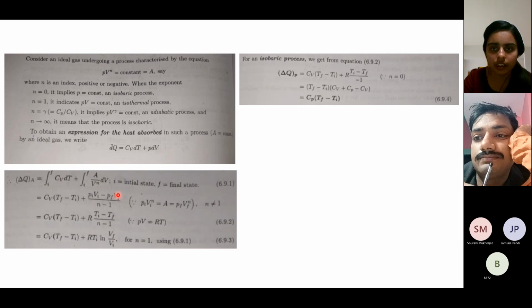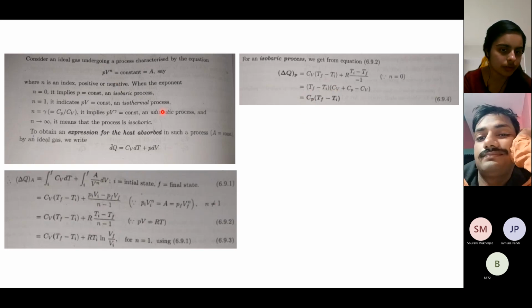Okay. So for an isobaric process, we know that the value of n is 0, correct? We just found that the value of n is 0. So we put the expression here and this is what we get. Now, what happens for an isothermal process? What will be the expression that we will be using?